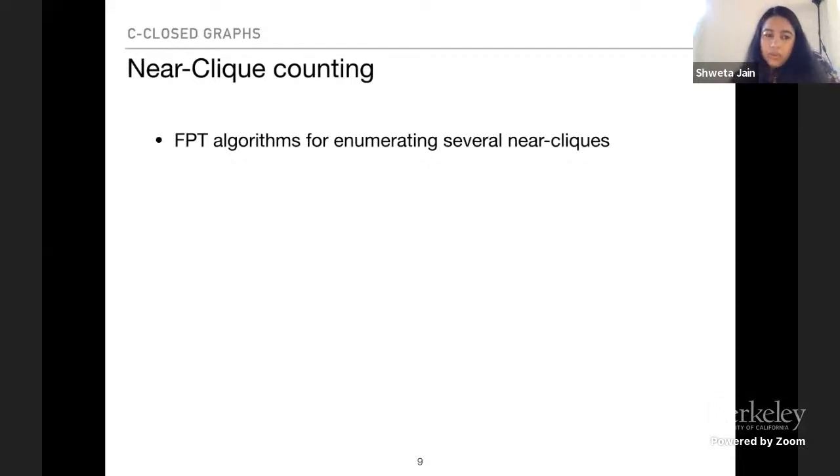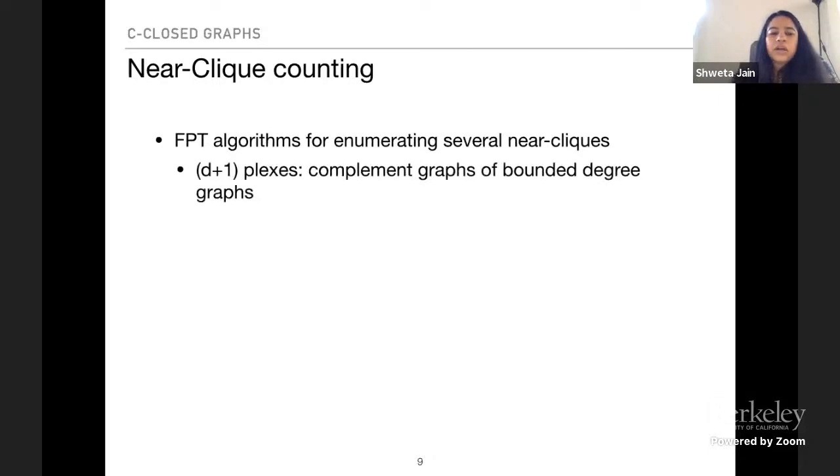So what we do in this work is show that enumerating several kinds of near-cliques can be done in FPT time, and we give algorithms for that. The near-cliques that we look at are d+1 plexes. These near-cliques, in some sense, are dense graphs, so it might be easier to think of them in terms of the sparse version of these graphs in the complement graph. A d+1 plex is basically the complement of a bounded degree graph.